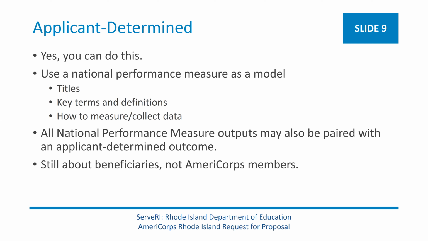It's important to know that we often see in Rhode Island not an applicant determined output and applicant determined outcome, but actually an applicant determined outcome that's paired with a national output, because it's so common that you're working with a group of school students and you have right there, ED1A, the number of individuals served. And you can do that. You can have a national performance measure that includes the output from the menu, but needs to have an outcome that you describe yourself as applicant determined.